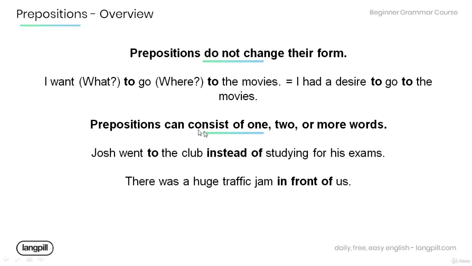Now, prepositions can consist of one, two, or more words. Have a look at the examples below. Josh went to the club instead of studying for his exam. There was a huge traffic in front of us.